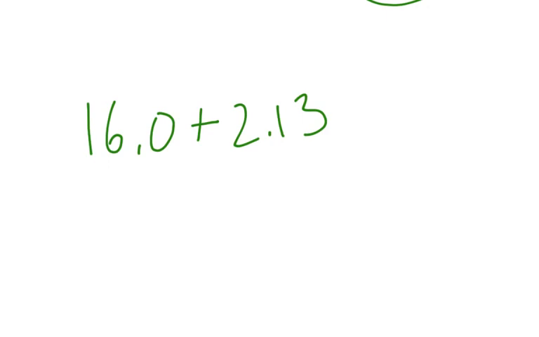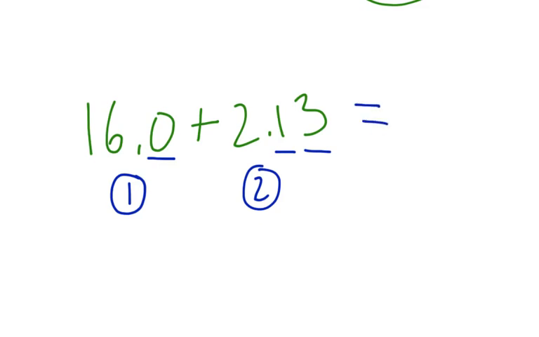The next one I have is 16.0 plus 2.13. For the first number, there is one place after the decimal, right there. The second number is 2 places after the decimal, as you can see. And the least number out of these two is 1. So that means my answer better be only one place after the decimal.